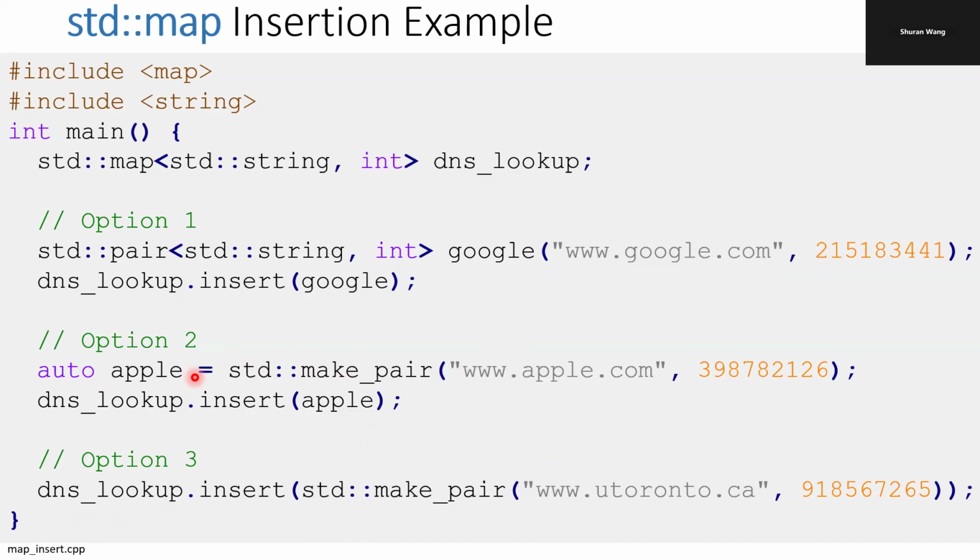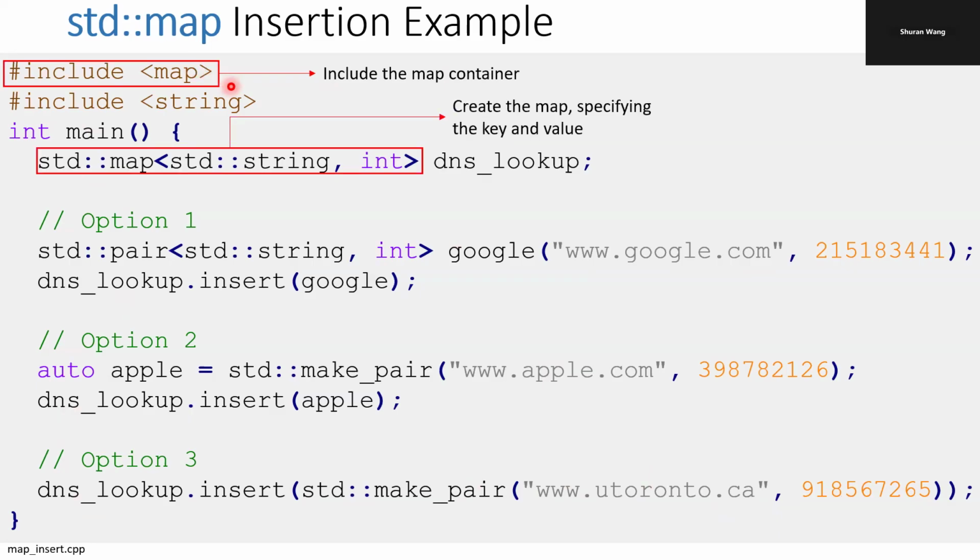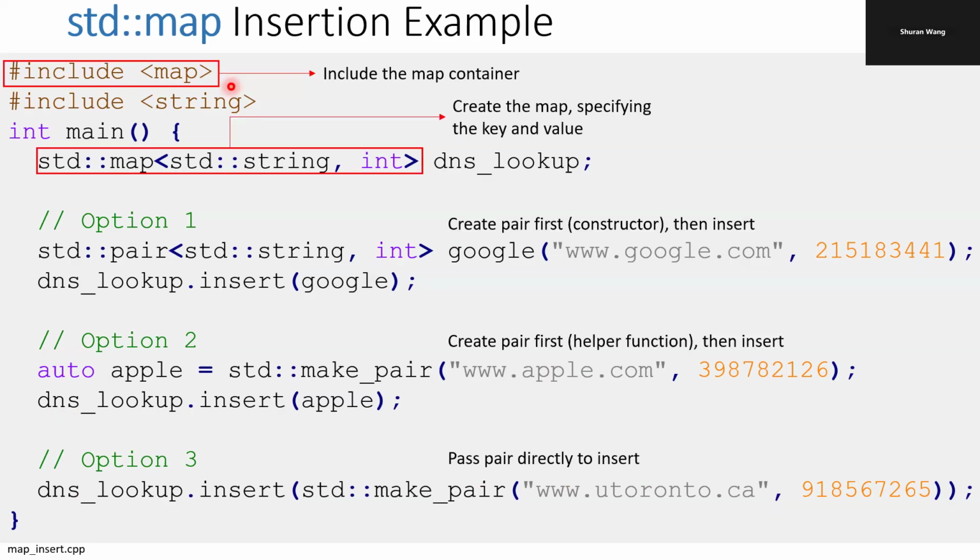Is this making sense? So we're essentially storing pairs into the binary search tree. And we would strongly recommend option 3 because it's the most concise and you can do it in one line. So after we stored all of these, oh, and I forgot to mention we need to include the map container header. The map is a binary search tree that stores pairs.